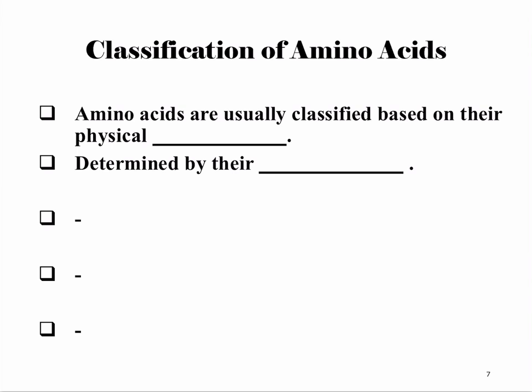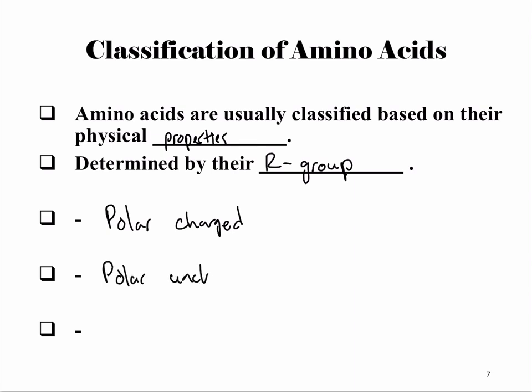And so how do we classify amino acids? Well, basically they're classified on their physical properties, which is determined by the R group, like we've already stated. And we generally break them into three different categories. We'll have polar charged amino acids, we'll have polar uncharged amino acids, and then we'll have nonpolar amino acids. And so again, this is all related to the R group.